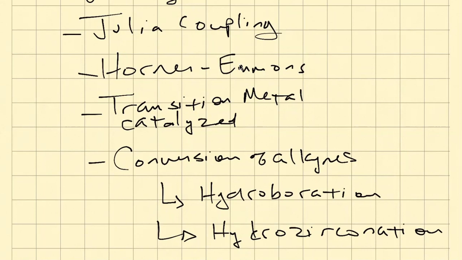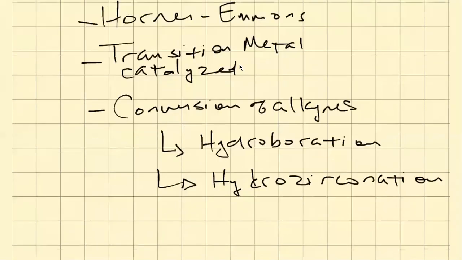Let's start out talking about the conversion of carbonyls into olefins. Right, so we'll talk about that, and then we're going to talk about the Peterson olefination, which is an elimination type reaction.